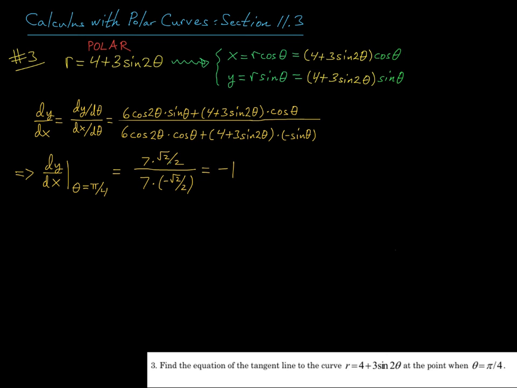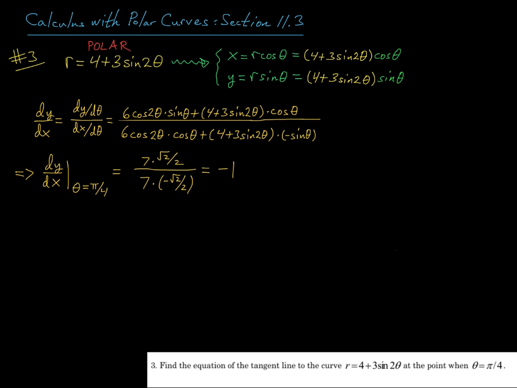That's root 2 over 2. And then down here I have another 7 from this expression in parentheses times negative sine of pi over 4, and that's negative root 2 over 2. And notice the 7s and the root 2 over 2, all that stuff drops out, and we're left with a slope of negative 1. Okay, so that's really, really nice.